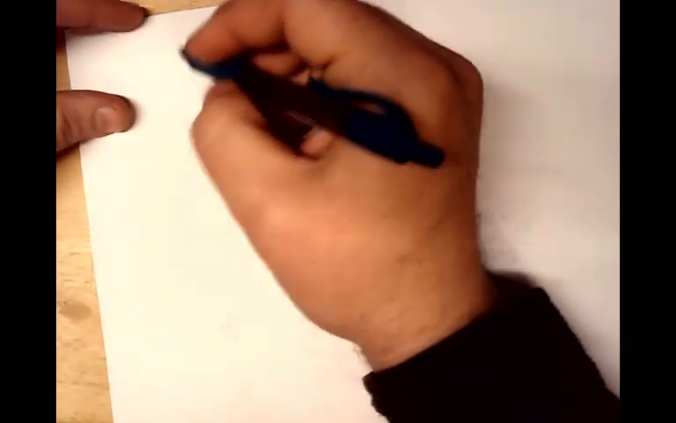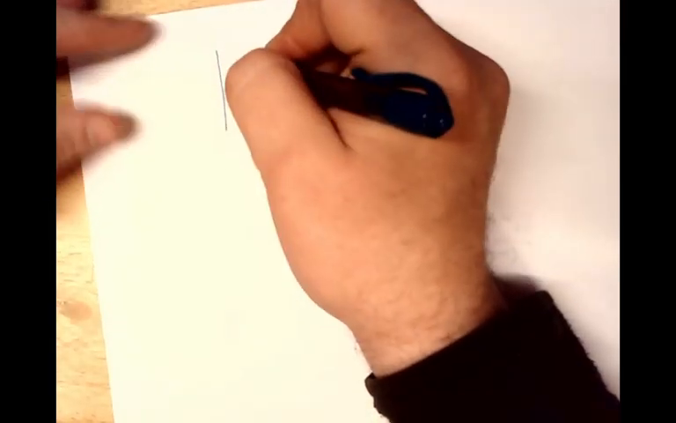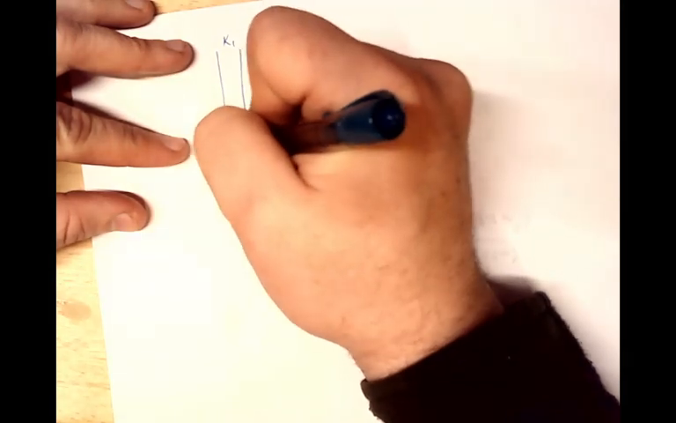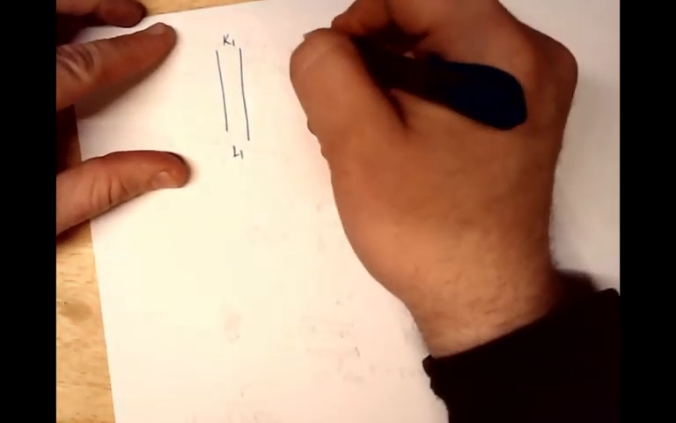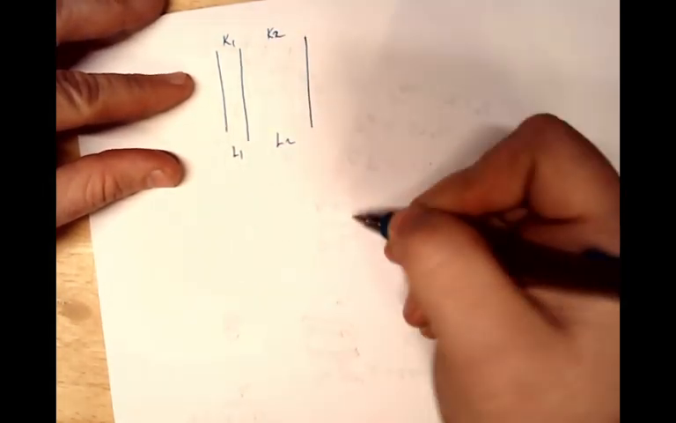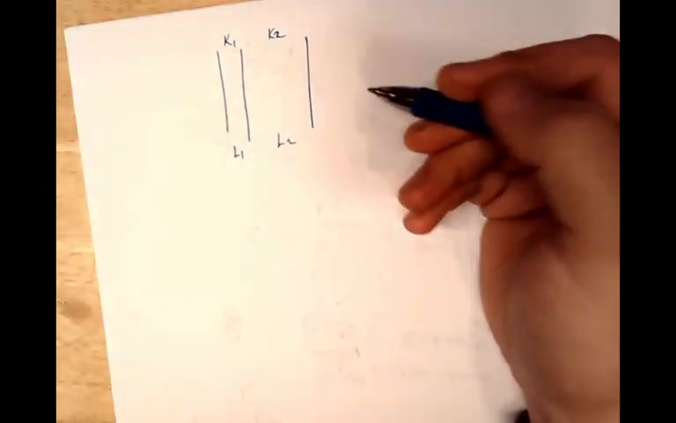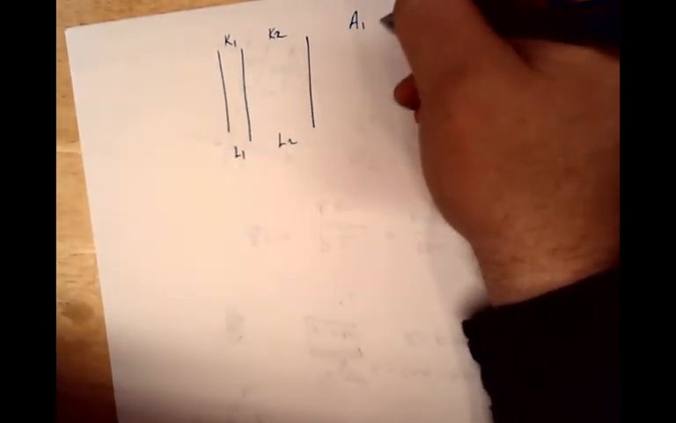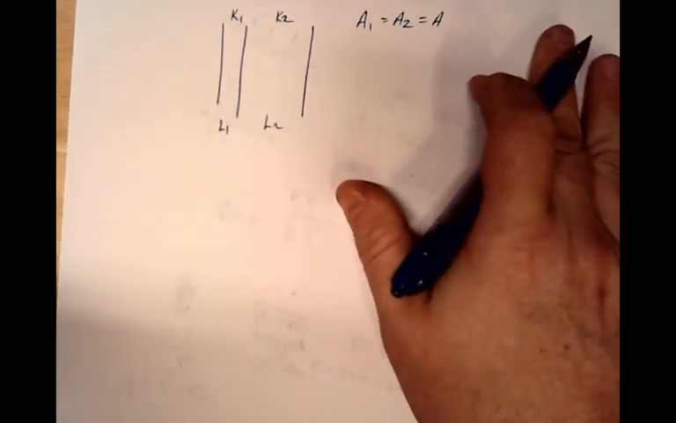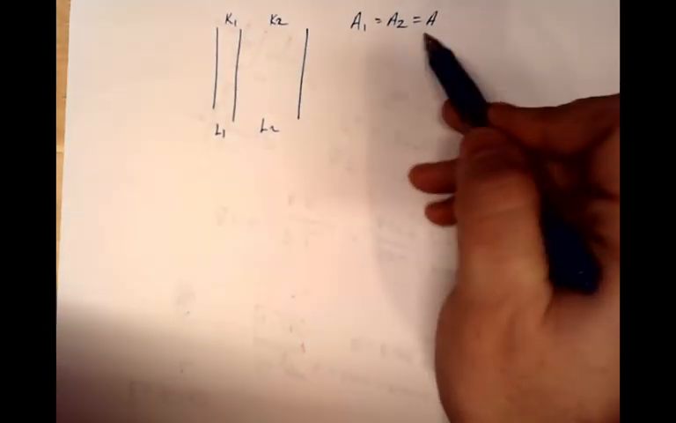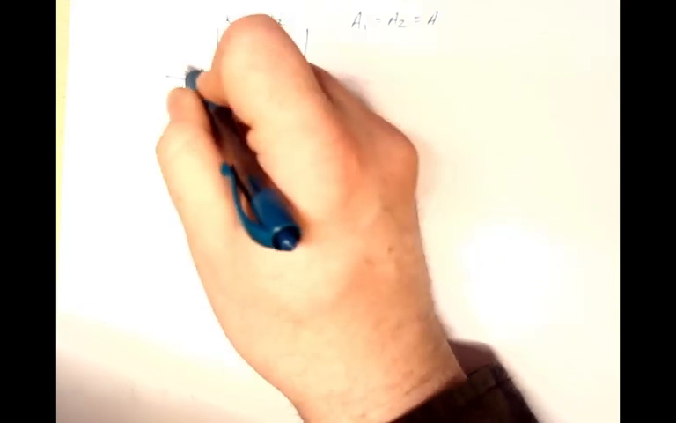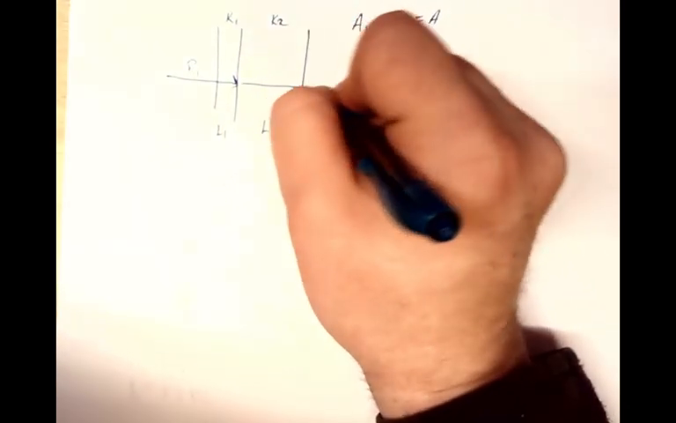So if we have two layers, we have K1 and L1, the conductivity and thickness for one, and another layer, K2 and L2. Both of them need to have the same area, so A1 equals A2 equals A. If that doesn't work, then we have some other problems, like why are the areas not equal? But if that's the case, then whatever power goes through this first layer has to equal what comes out of it through the second layer.